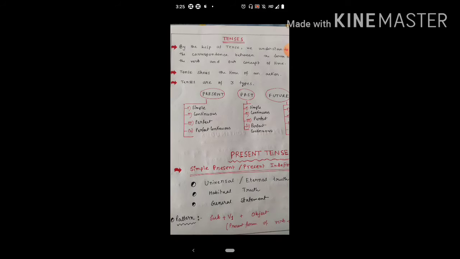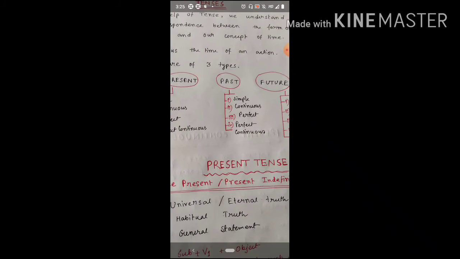That means if any action is done, then it is mandatory to know the exact timing of the particular action. That is the reason why we need tenses in our grammar. Tense shows the time of an action. Tenses are of three types, that is present, past and future.